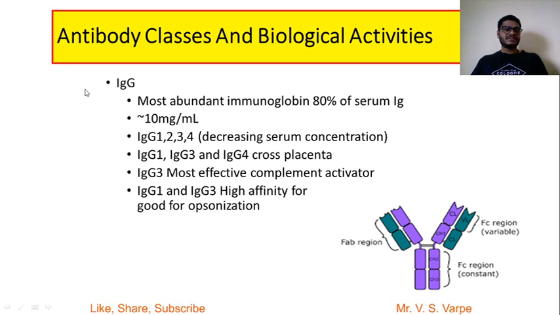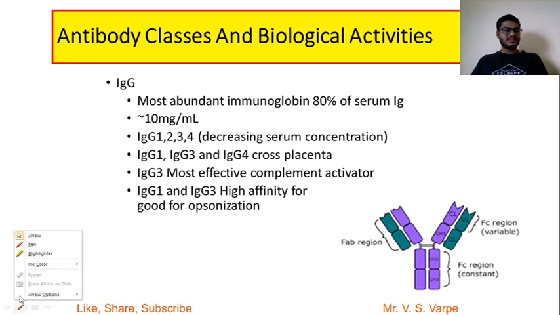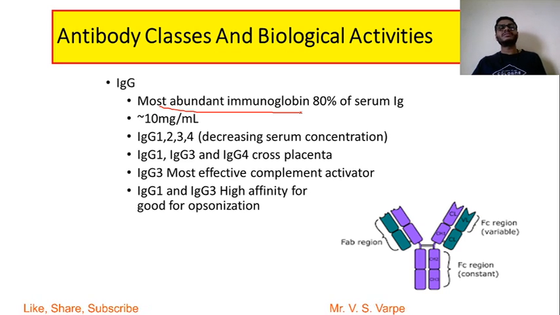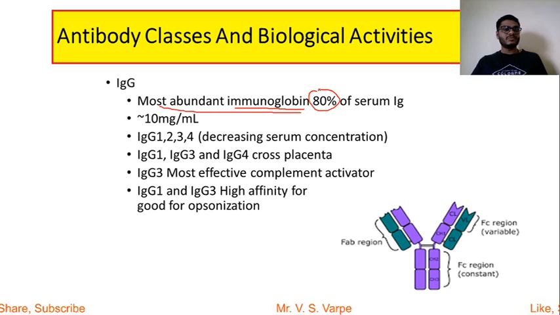This one is the IgG antibody, the most abundant immunoglobulin. We know that antibodies are also called immunoglobulins. These immunoglobulins make up 80% of total serum in the human body, and this 80% of serum is only IgG antibody. Here 10 milligrams are present per unit.